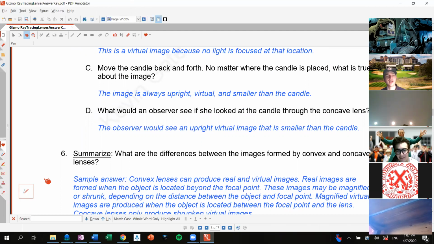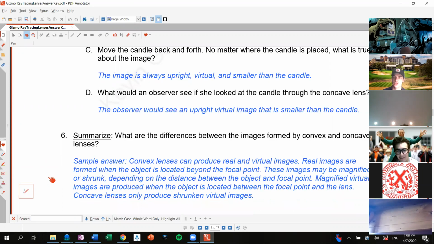Well, ideally, I would want you to say that a convex lens can produce both real and virtual images. When the object is outside of the focal point, it produces real images. When the object is inside the focal point, it produces a virtual image. It talks a little bit about real images. If you could tell me a definition of real images, about light rays focusing at an isolated point. Then tell me that concave lenses only produce shrunken virtual images. Those are the general themes from this experiment today.